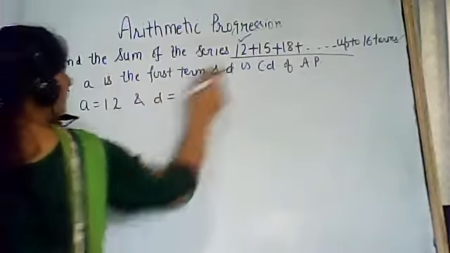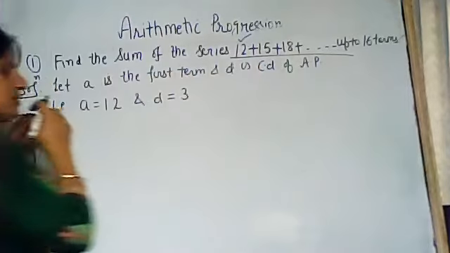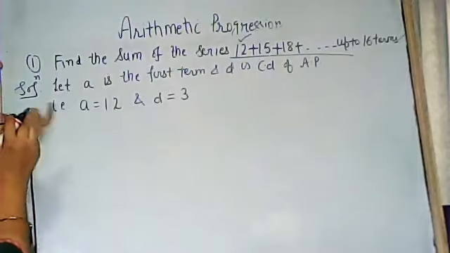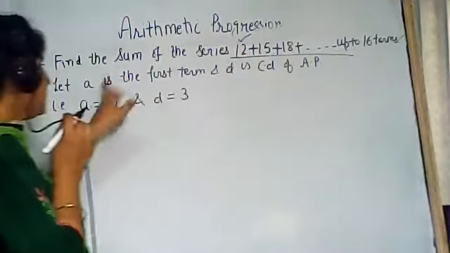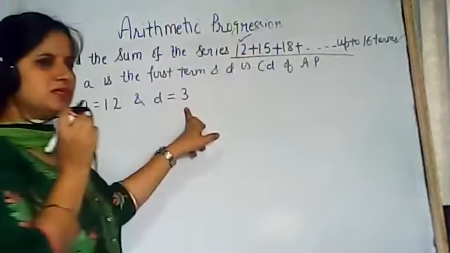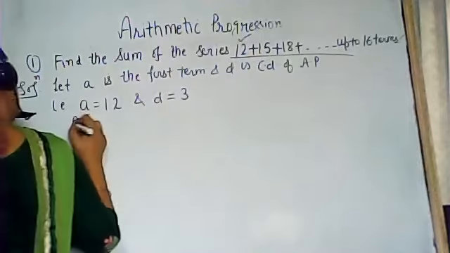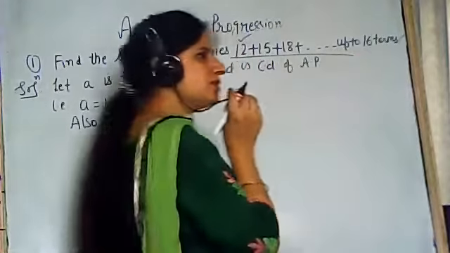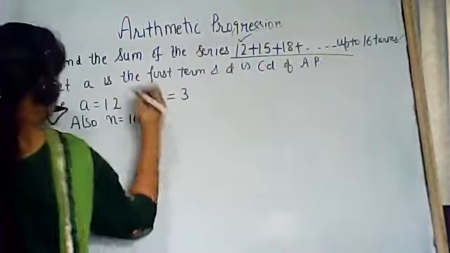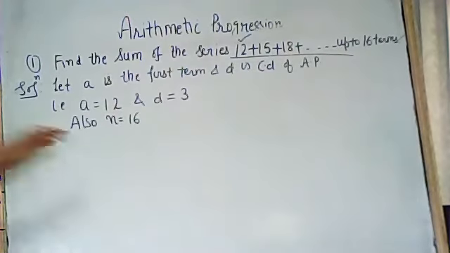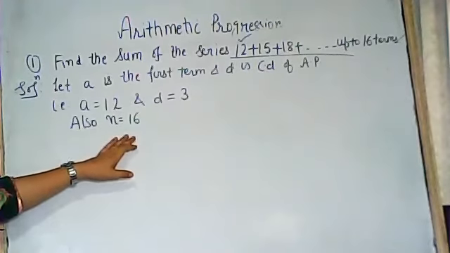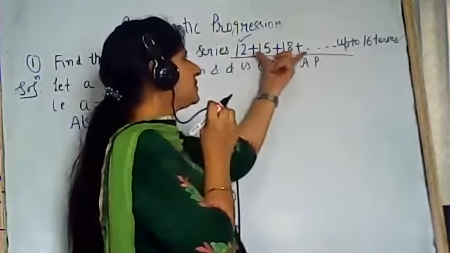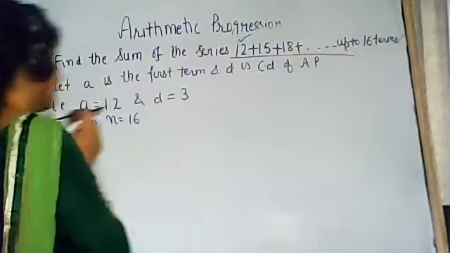And what is the value of D? 15 minus 12 equals 3. Again, 18 minus 15 is 3. It means we have a series whose first term is 12 and common difference is 3. We also want the sum of this series up to 16 terms. So the total number of terms, n, is 16, because we want the sum up to 16 terms.